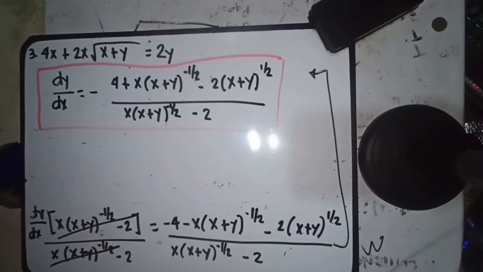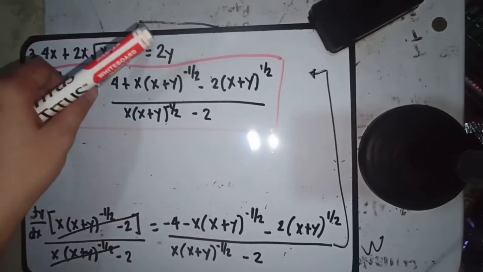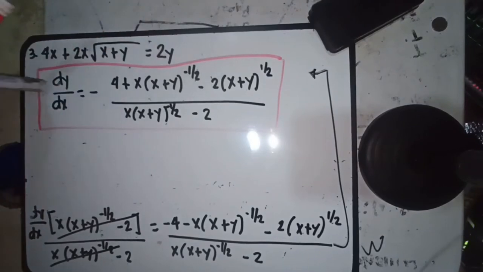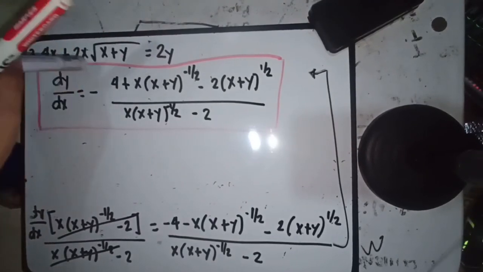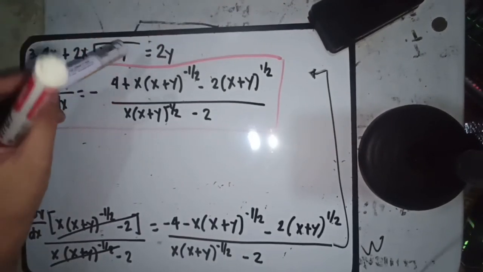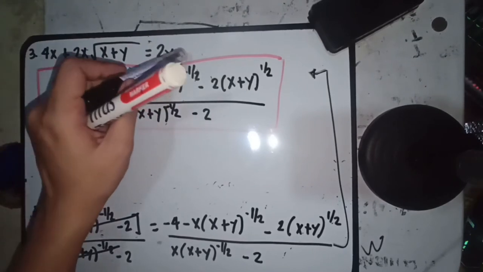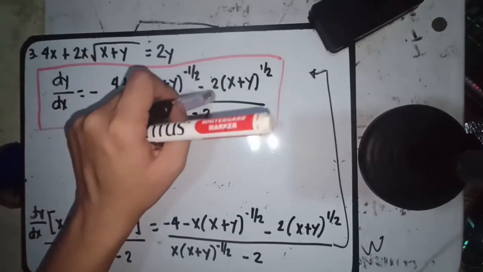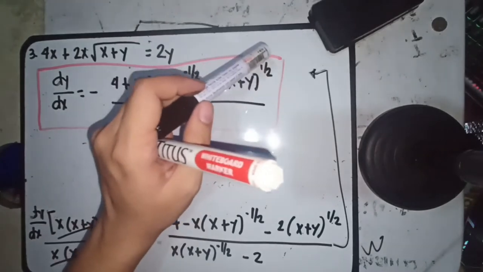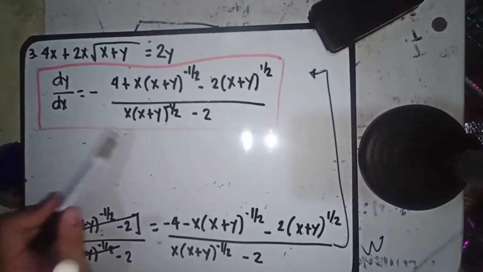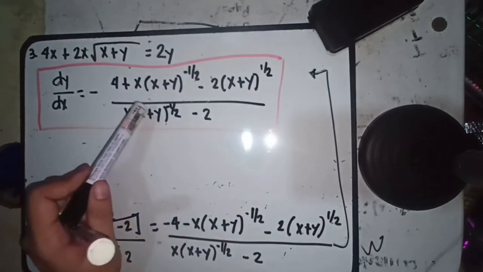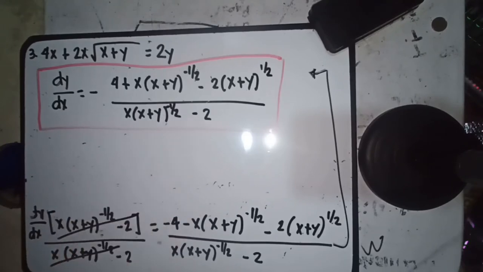So, the derivative of 4x plus 2x times square root of x plus y, that is equals to 2y, is dy over dx, that is equals to negative 4 plus x times x plus y raised to the power of negative 1 half minus 2 times x plus y raised to the power of 1 half over x times x plus y raised to the power of negative 1 half minus 2.